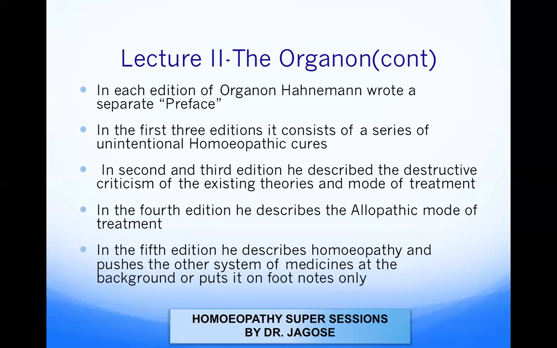In the fourth edition, he describes the allopathic mode of treatment. So in the fourth edition, mostly the focus is on the allopathic mode of treatment. In the fifth edition, he describes homeopathy and pushes the other systems of medicine to the background or puts them only in footnotes. So in the fifth edition preface, Dr. Hahnemann concentrates only on homeopathy, the new system of medicine, and he describes how useful this system of medicine is and that it should be adopted. And he pushes all the other systems of medicine like allopathy, enantiopathy, antipathy, heteropathy, topopathy to the background, or only puts them in footnotes, so that our main focus is only on homeopathy.